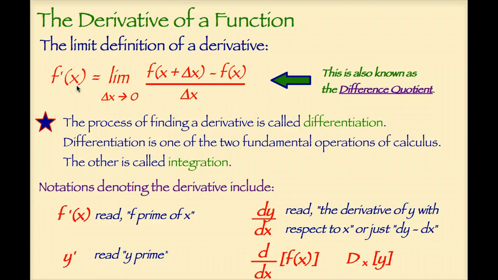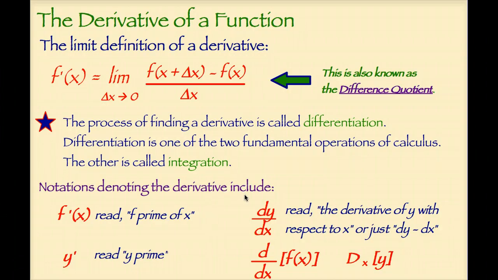The f prime of x here refers to the fact that a function f of x, once you take the derivative, is f prime of x. That is notation indicating that we're looking at the derivative of a function. This is also known as the difference quotient. The process of finding a derivative is called differentiation, and differentiation is one of the two fundamental operations of calculus. The other is called integration.